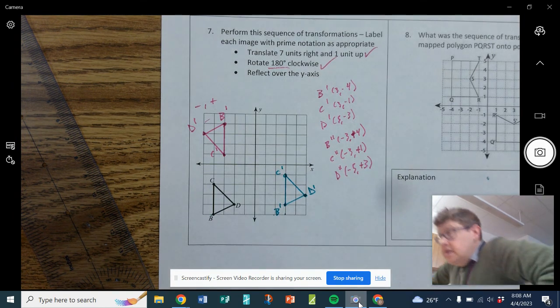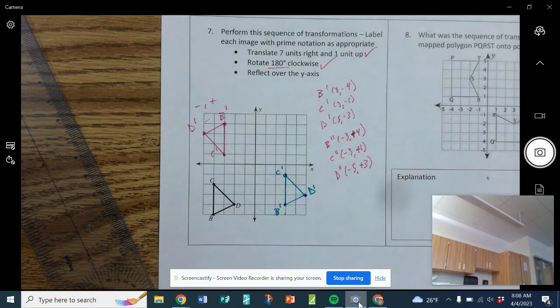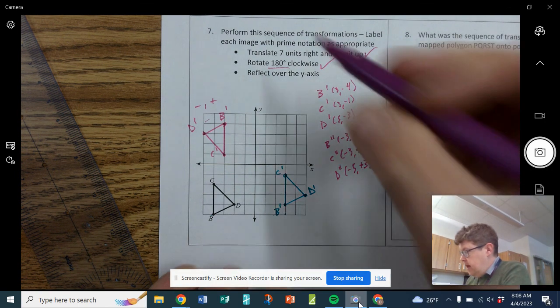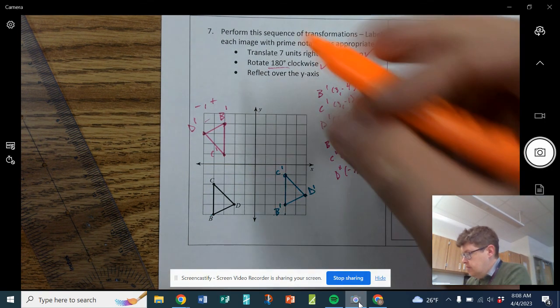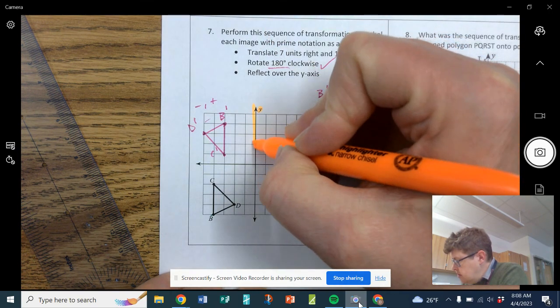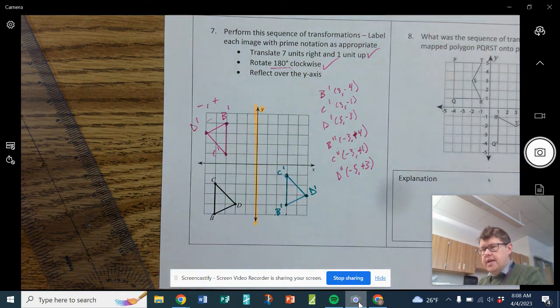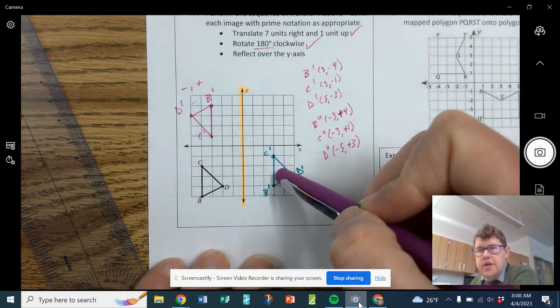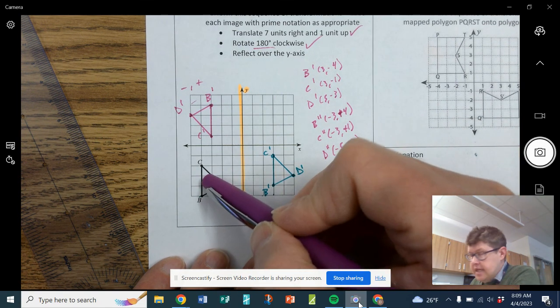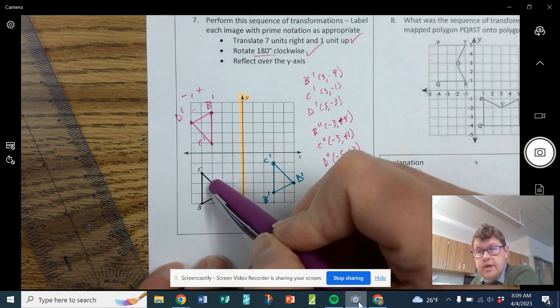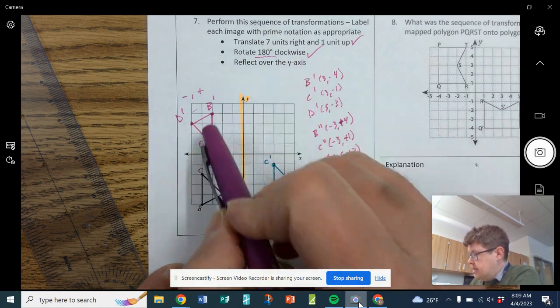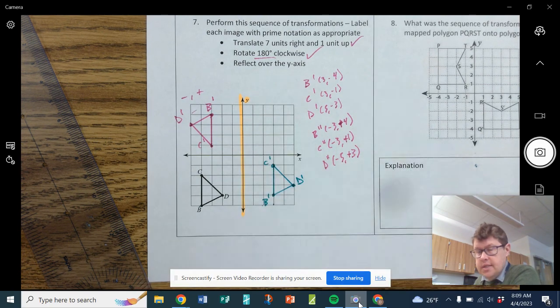I'm actually going to get a different color for the third one. And we'll see if purple shows up. Okay, so we're going to reflect over the y-axis. Now the y-axis again is the vertical axis, right? And so what we do, and you'll notice, guys, I am doing the subsequent transformations from the new image, right? So I didn't rotate this one, I rotated this one 180 degree clockwise. So when I reflect over the y-axis, I'm going to take this one and reflect it over the y-axis, okay?